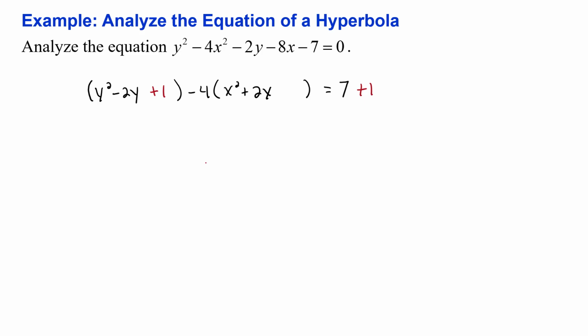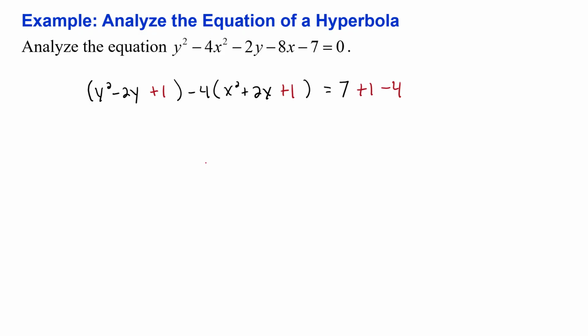Now for the x variables. The linear variable has a coefficient of 2. We take half of 2, which is 1, square that value to get 1. So we're going to add 1 inside the parentheses containing the x terms. Now let's note that we had factored negative 4 out of the x terms. So technically we have 1 inside the parentheses, but negative 4 times that. So we've added negative 4 on the left-hand side of the equation, which means we need to add negative 4 on the right-hand side of the equation.